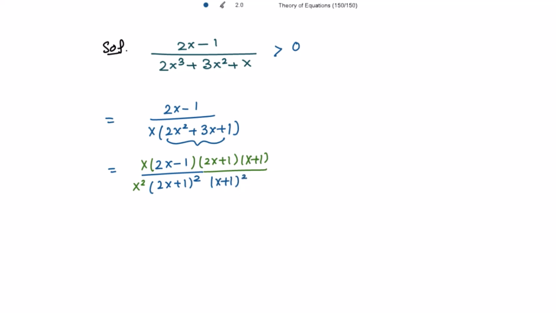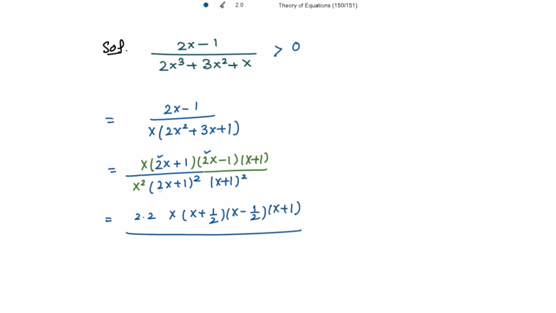Fine? Alright. Let's take 2 common from the numerator from these two factors. So this becomes x plus 1 half, x minus 1 half, and x plus 1 is multiplied, divided by, let's also take 2 common from this factor. So this becomes 4 x square into x plus 1 half whole square into x plus 1 whole square. So these two cancelled out. Now in the denominator we are having the powers of the factors to be even. It is completely positive.